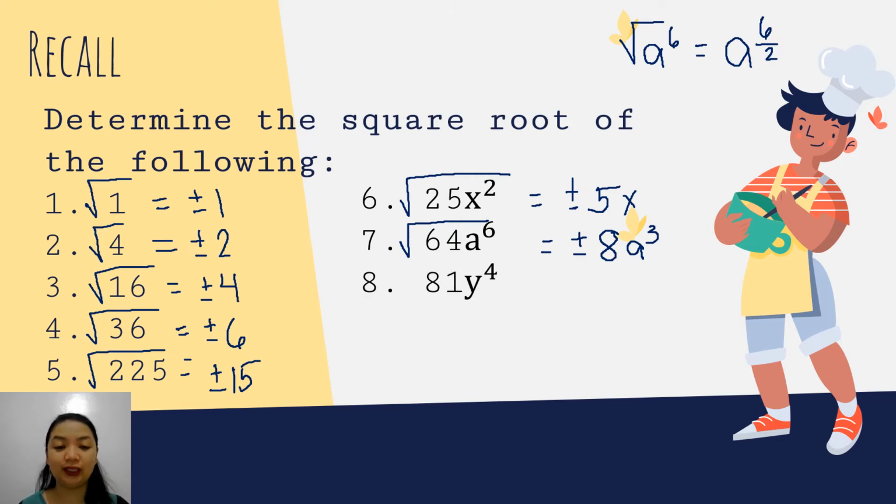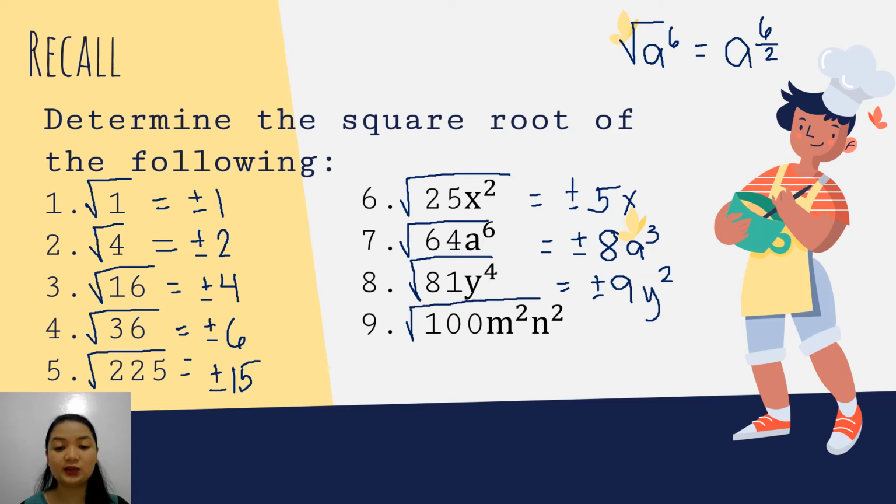How about 81y to the 4th? So again, we get the square root. So this is, yes, positive, negative 9. Y? Correct. Y squared. How about 100m squared n squared? What is the square root of this one? Yes, you are also correct. This is positive, negative 10 m n.